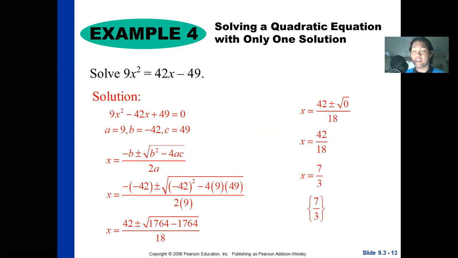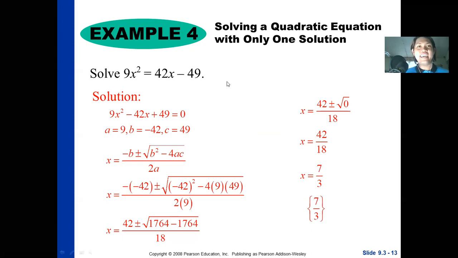The first step is always remember to check if the quadratic equation is written in standard form. Second, identify the values of your a, b, and c. Third, use the quadratic formula. Fourth, you simplify, and fifth, of course, you have to reduce if it is needed. And of course, you can separate the positive and negative, or you can combine them.